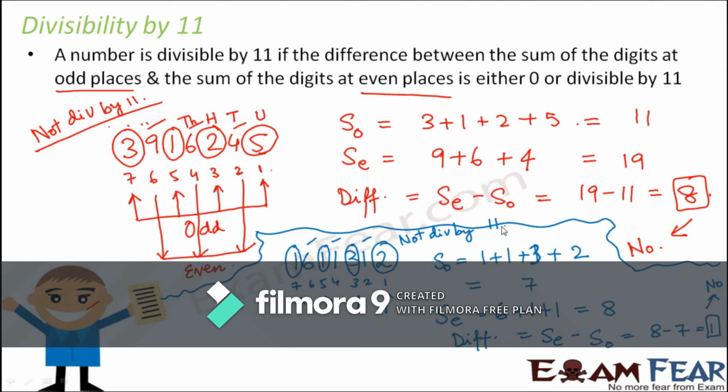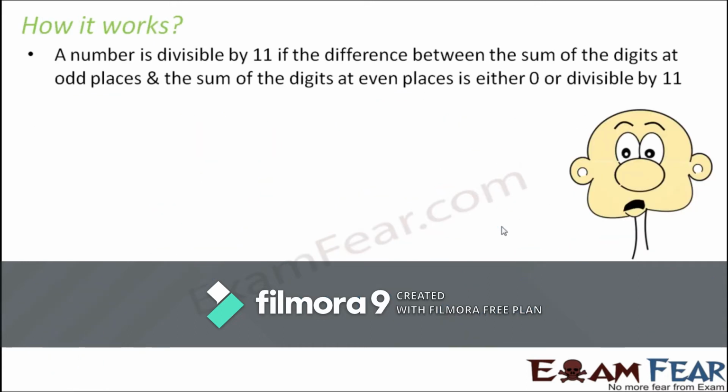So in this fashion, you can determine if a particular number is divisible by 11 or not. Now again, the same magic. How does it work? How did we arrive at such a complicated trick to find out divisibility by 11?